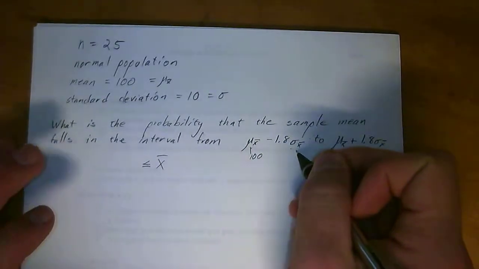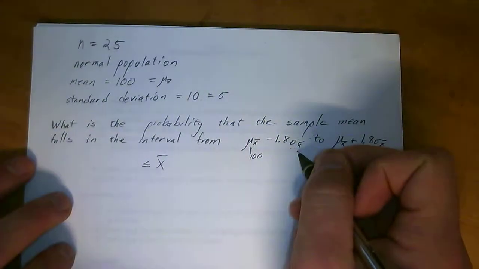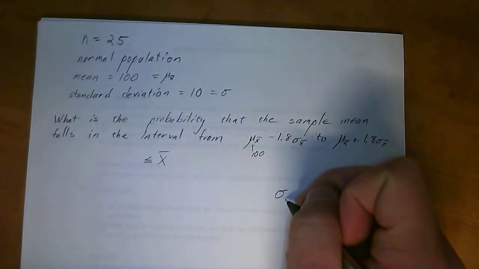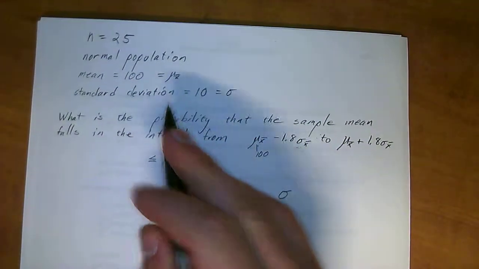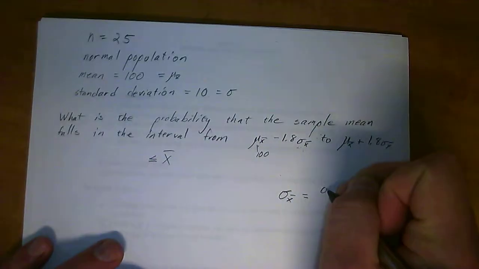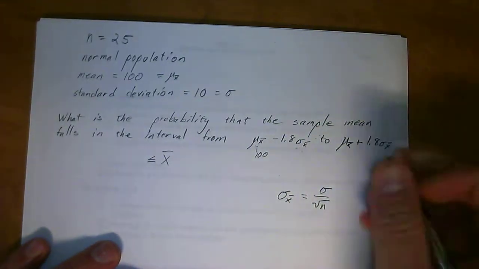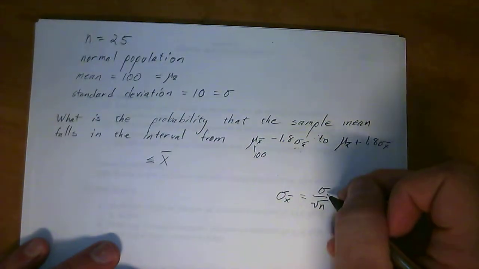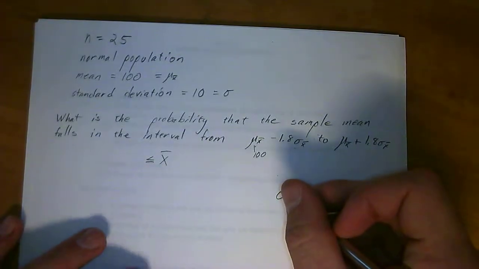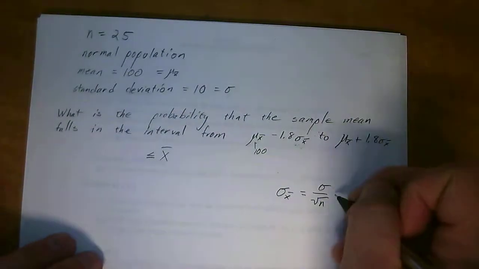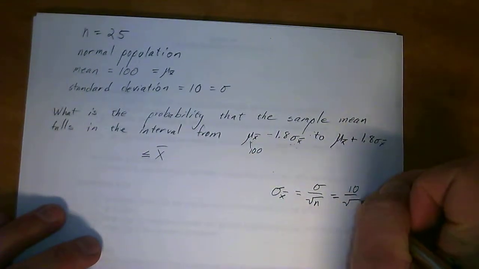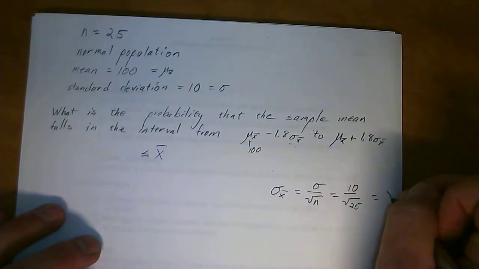Now, sigma x bar is equal to something a little bit different. The way to get the standard deviation of the sample mean, as opposed to just the standard deviation, is to take sigma x bar equal to sigma over the square root of the number of samples. So this is equal to 10 over the square root of 25, which is going to equal 2.